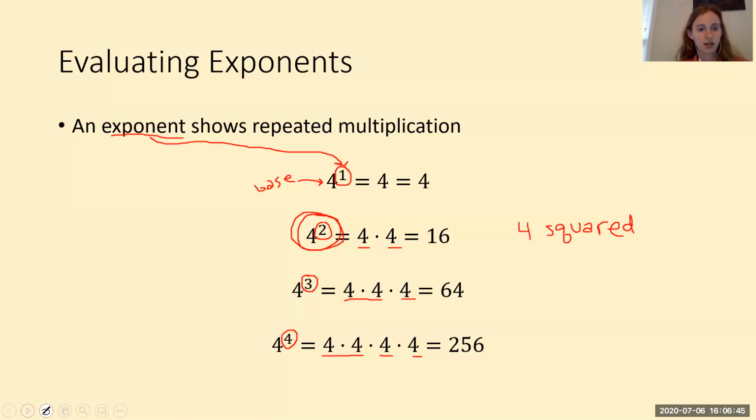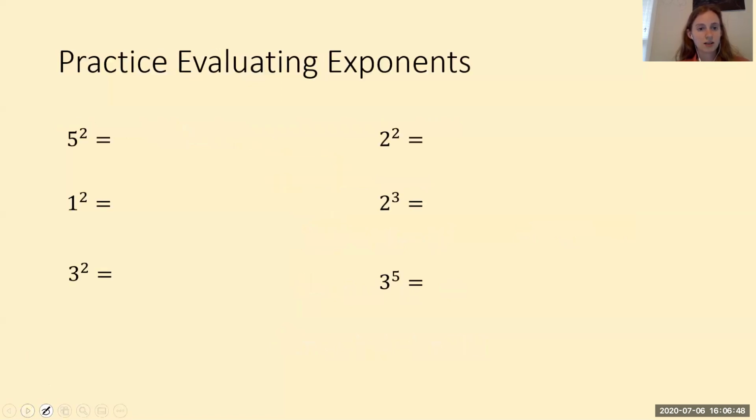All right, so we're going to get some practice calculating or evaluating exponents on this page. So again, you can pause the video, take a few minutes to calculate these, and then when you're ready, come back and we'll go through them together. All right, so this first one here, it says 5 squared, or 5 to the second power. So that means 5 times 5, which is equal to 25.